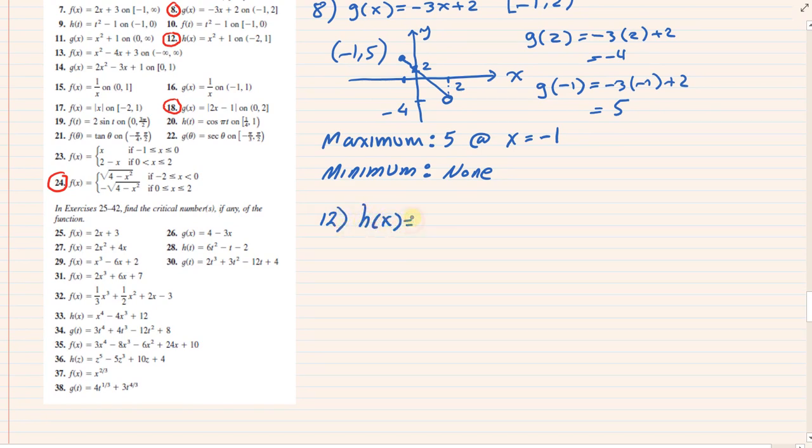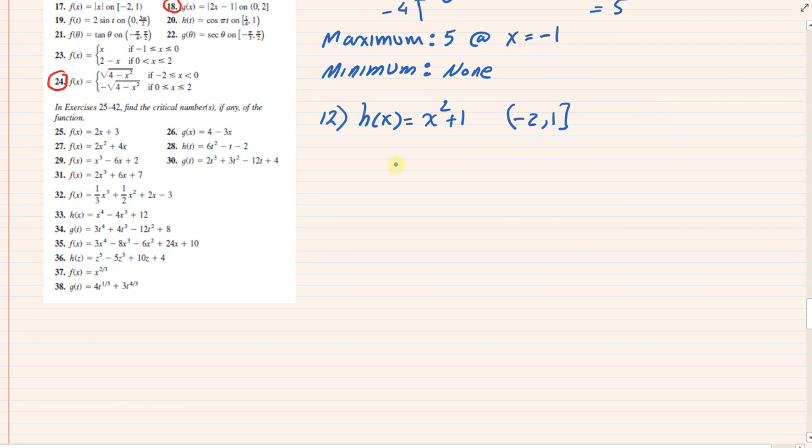In number 12, h of x is x squared plus 1, and the interval is half open, open at -2 to 1, closed at that one, right? Now for this one, this is a basic parabola, right? The graph of this parabola is going to look like so. At -2, it's going to be -2 squared, 4, plus 1 is 5, except it's going to be an open circle, right?